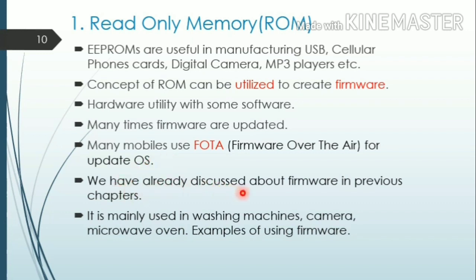We have already discussed firmware in previous chapters also. Now it is mainly used in a washing machine. I already discussed that in the first topic. Okay, camera, microwave oven, are examples of using firmware.